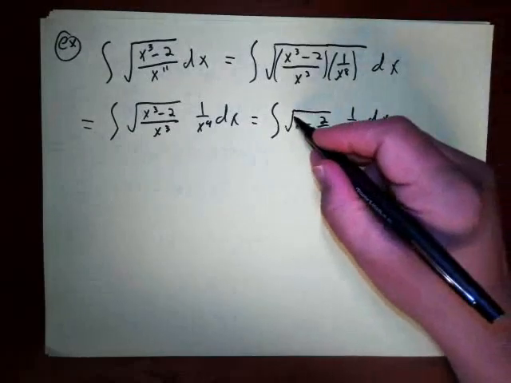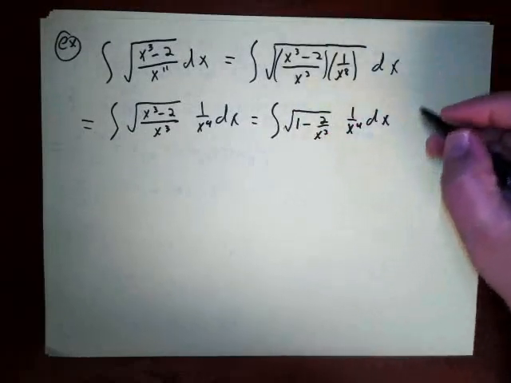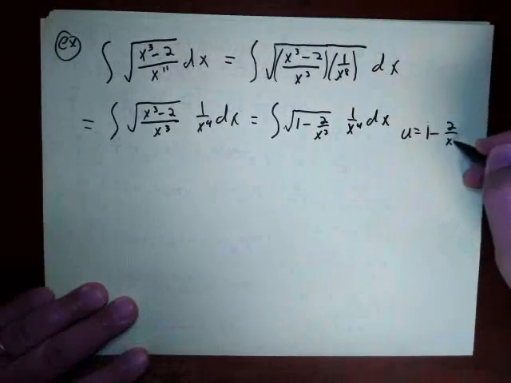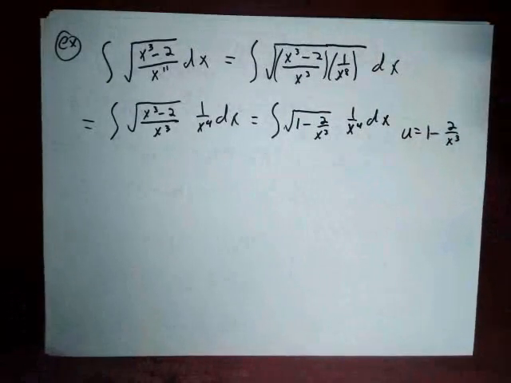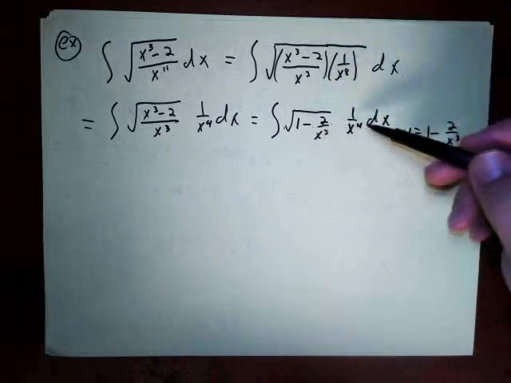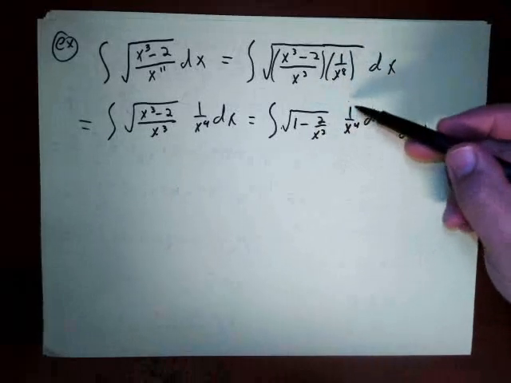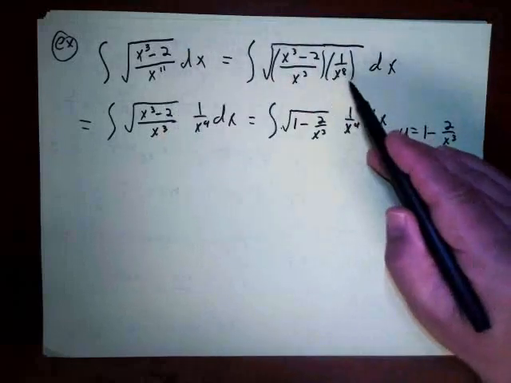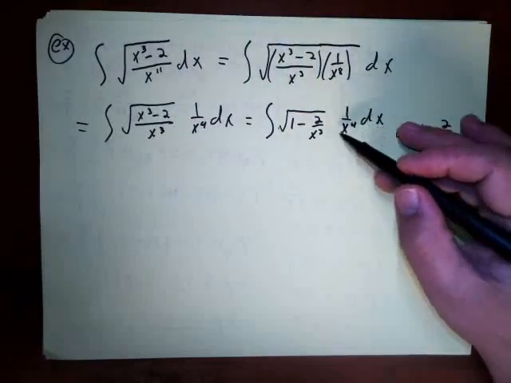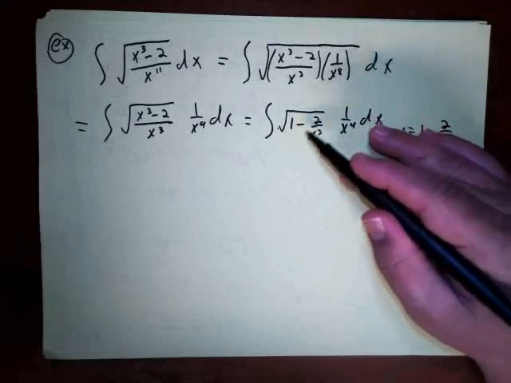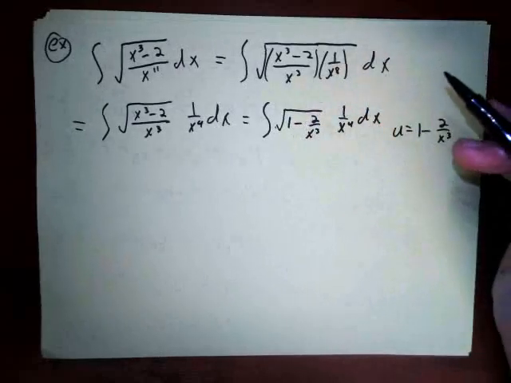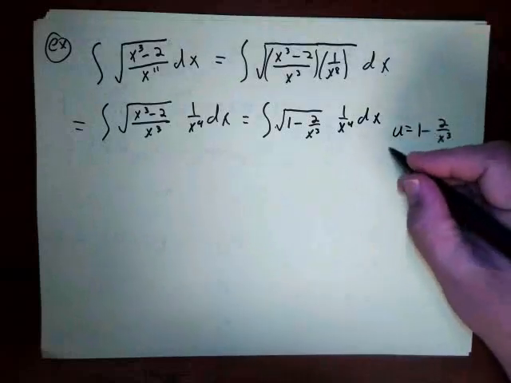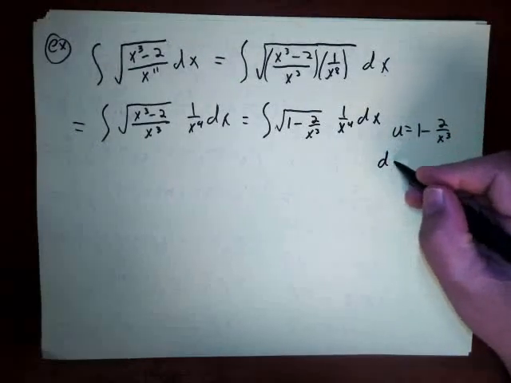So now if I let my u equal 1 minus 2x cubed, then I do get the derivative on the outside. By splitting off some of the factors of this bottom, I get something that is the derivative of the remaining portion. Okay? Really pretty tricky. So let's see how this works.